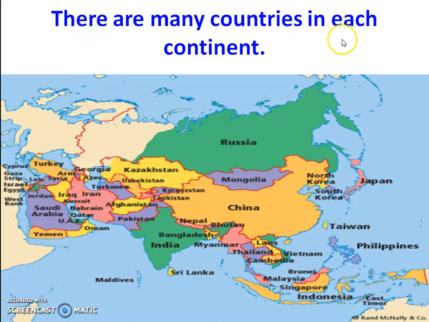There are many countries in each continent. This is our Asia continent, and in our Asia continent there are so many countries. Asia is made up of all these countries, for example, India, Pakistan, Afghanistan, China, Mongolia, Russia, South Korea, North Korea, Japan. There are so many countries included in our continent.